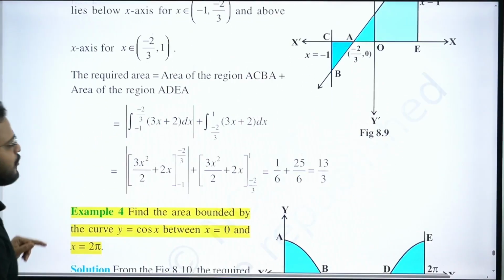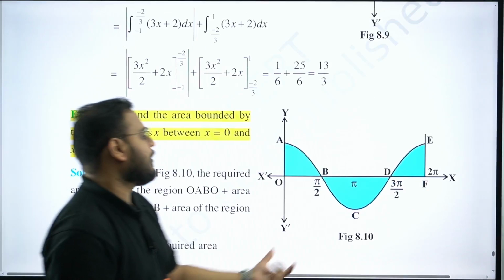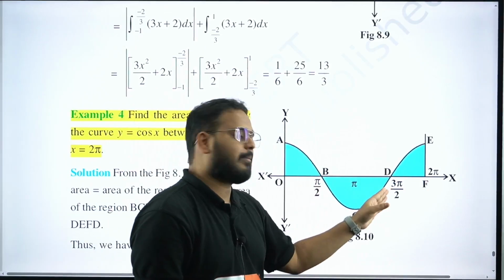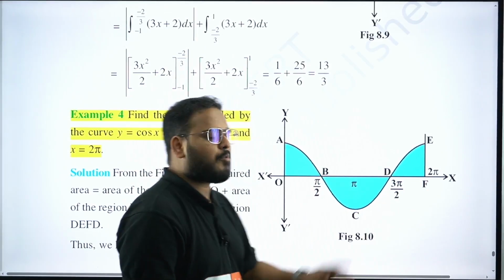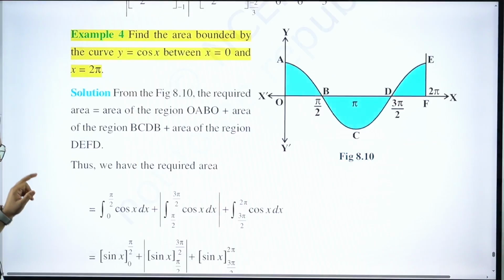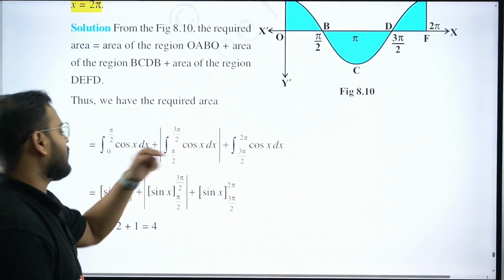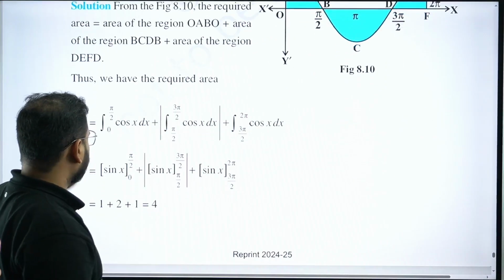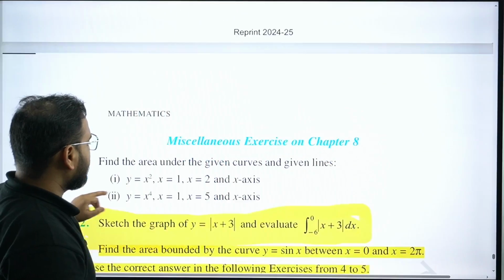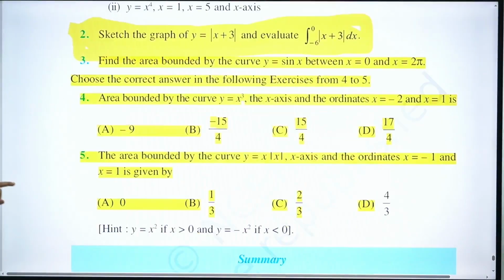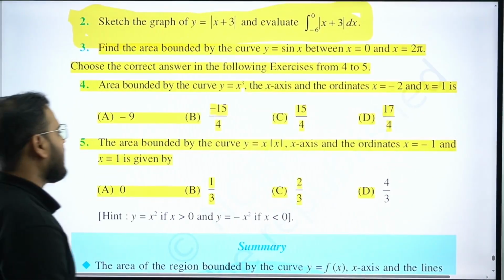Example number 4 also you solve. Please solve. You have to apply the modulus again from pi by 2 to 3 pi by 2. This is going to be a modulus. Please check. Pi by 2 to 3 pi by 2, this is a modulus over here. Exercise now: question number 2, question number 3, question number 4 and 5.